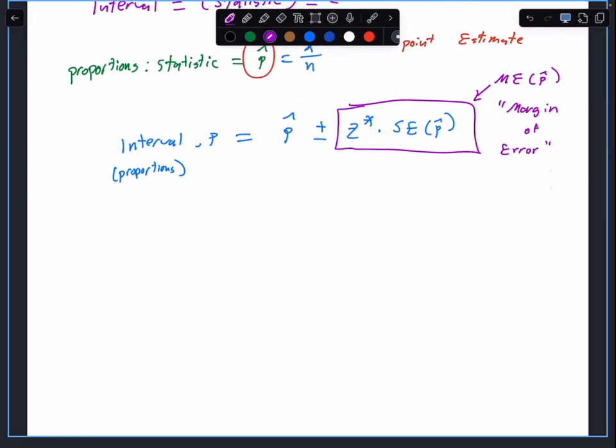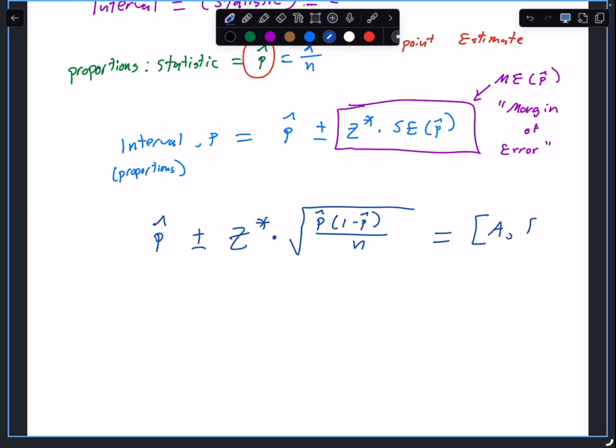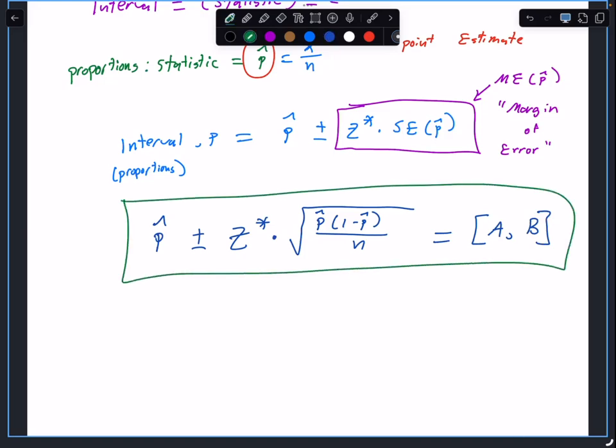More importantly, this is the final part I'm going to write, because I know it seems like I'm writing the same thing over and over: p hat plus or minus z star times the square root of p hat times 1 minus p hat over n. And this will give us our interval A to B. So that's our formula. That's how we find the interval.